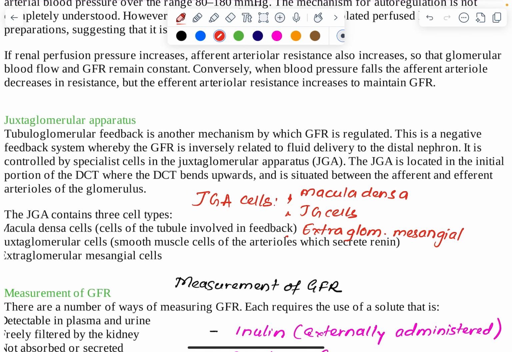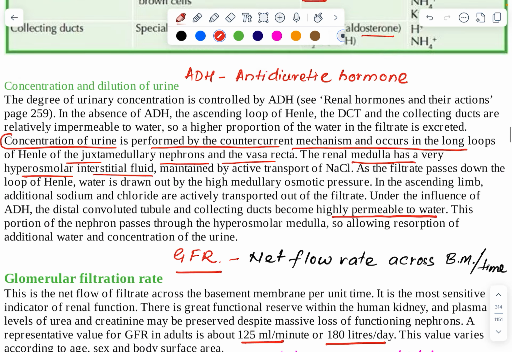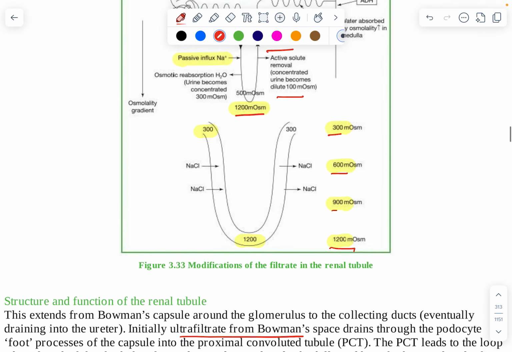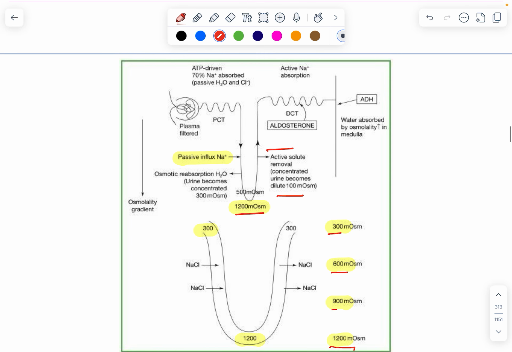The juxtaglomerular apparatus has tubuloglomerular feedback, another mechanism by which GFR is regulated. It is a negative feedback mechanism whereby GFR is inversely related to fluid delivery to the distal nephron. It is controlled by specialist cells in the juxtaglomerular apparatus, located in the initial portion of the distal convoluted tubule.